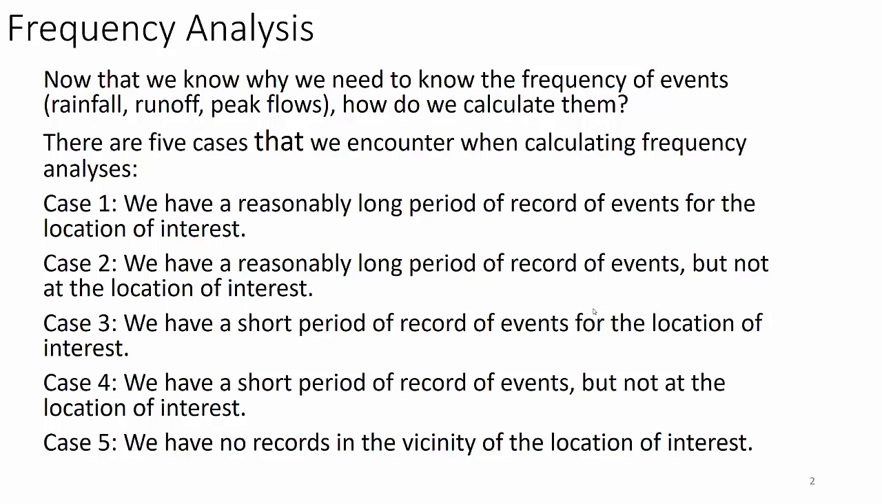Case 1, we have a reasonably long period of record of events for the location of interest. Case 2, we have a reasonably long period of record of events, but not for the location of interest. Case 3, we have a short-term period of record of events for the location of interest. Case 4, we have a short-term period of record of events, but not at the location of interest. And case 5, we have no records in the vicinity of the location of interest. And the location of interest, of course, is usually the catchment or watershed in which we're designing a hydrologic feature.